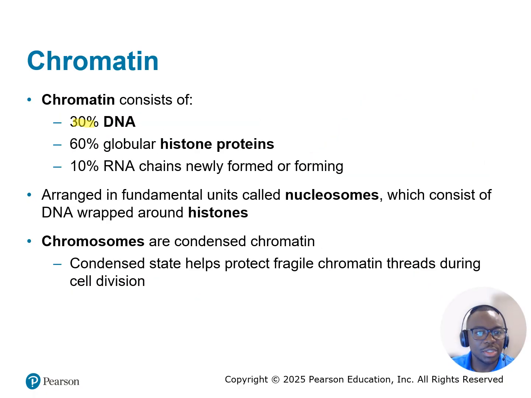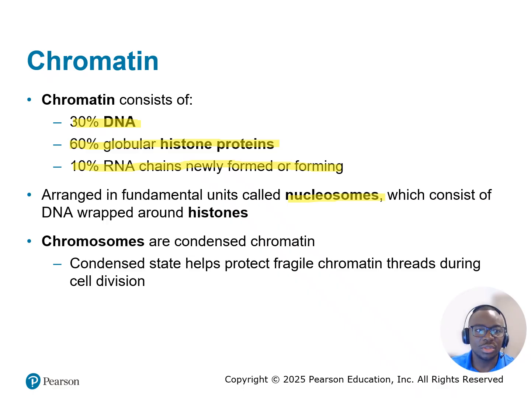Chromatin consists of 30% DNA, 60% globular histone proteins, and 10% RNA that is either newly formed or in the process of forming. Chromatin is arranged in fundamental units called nucleosomes, which consist of DNA wrapped around proteins called histones. Chemical alteration of histones has an effect on DNA and therefore can help regulate gene expression.